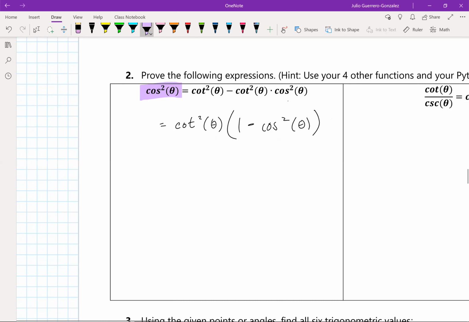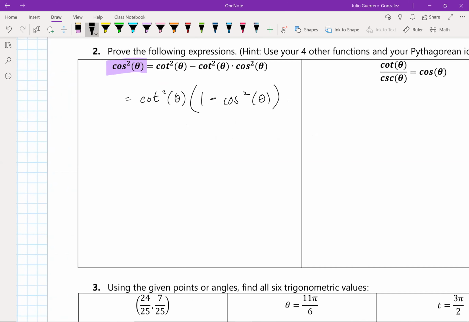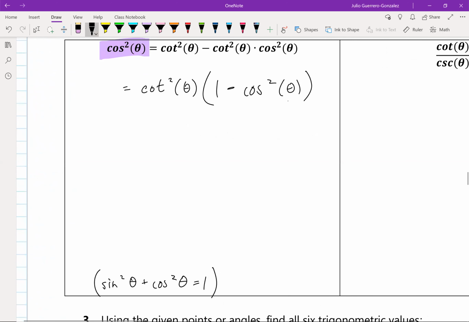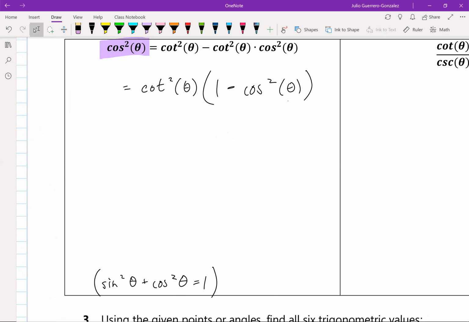So I'll give you guys one more hint. I'll put it at the bottom. And that is your Pythagorean identity: sine squared theta plus cosine squared of theta is equal to 1. You'll need this, or you're going to need a variation of that to solve the rest.